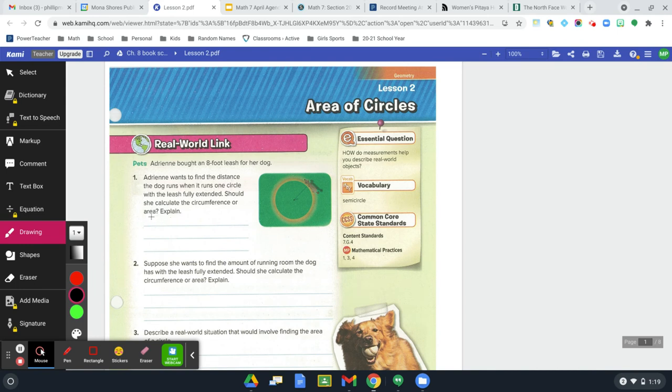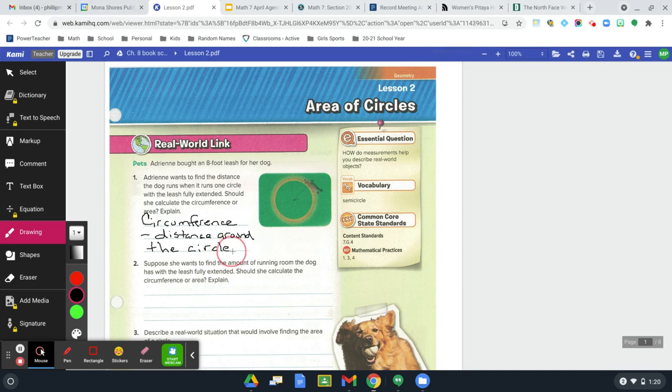So circumference is what we're finding, and that's what she should measure for. And circumference is the distance around the circle. That's why we're using it. So you should be filling this in. This is a good review for lesson 1.